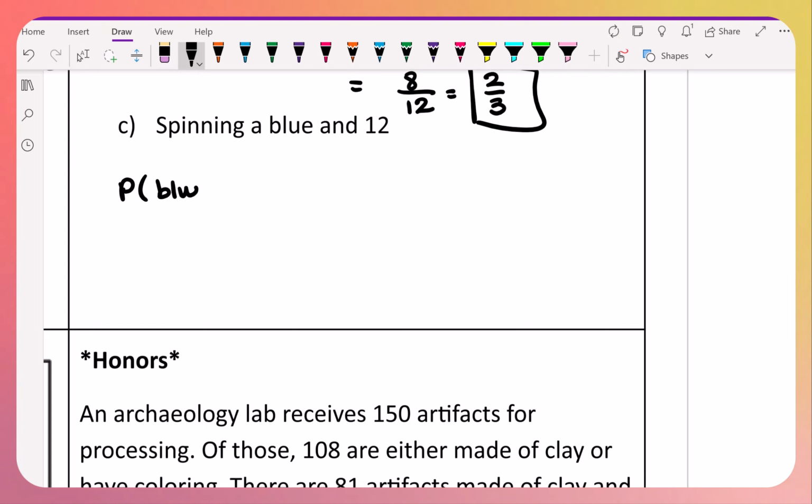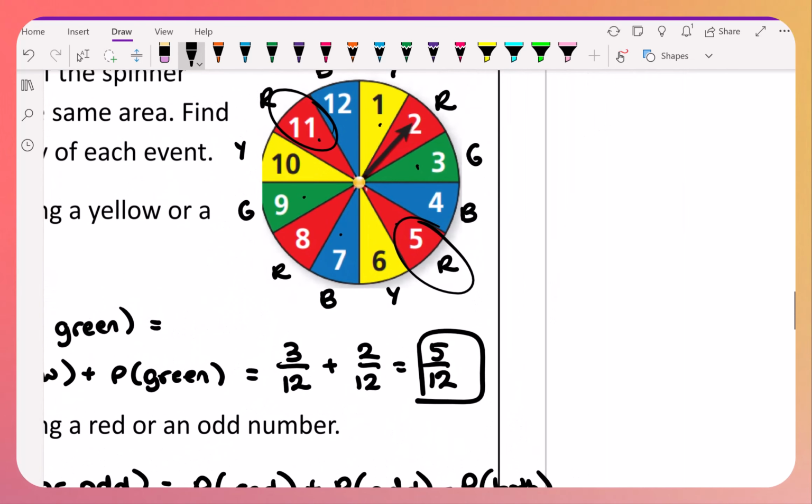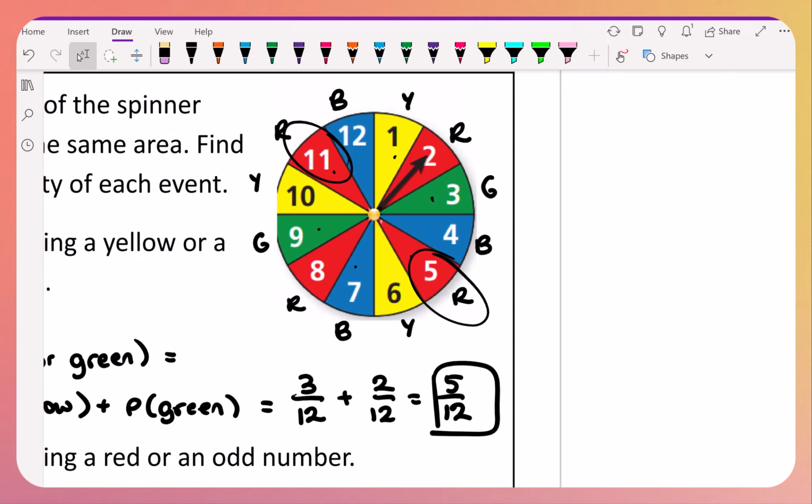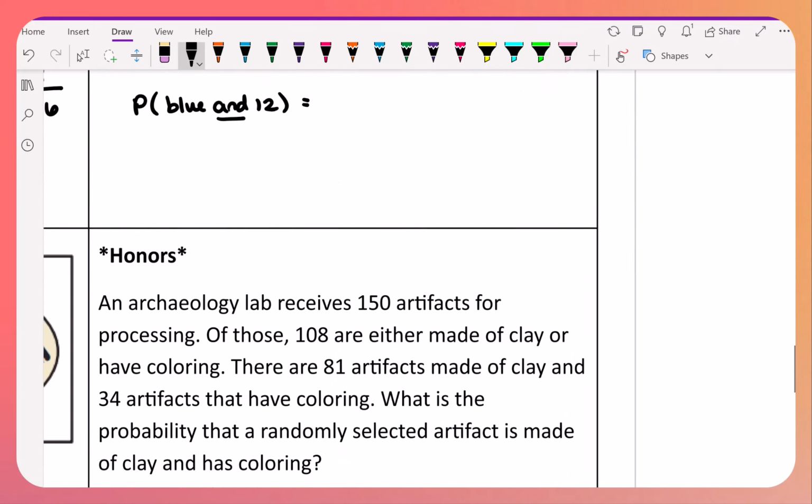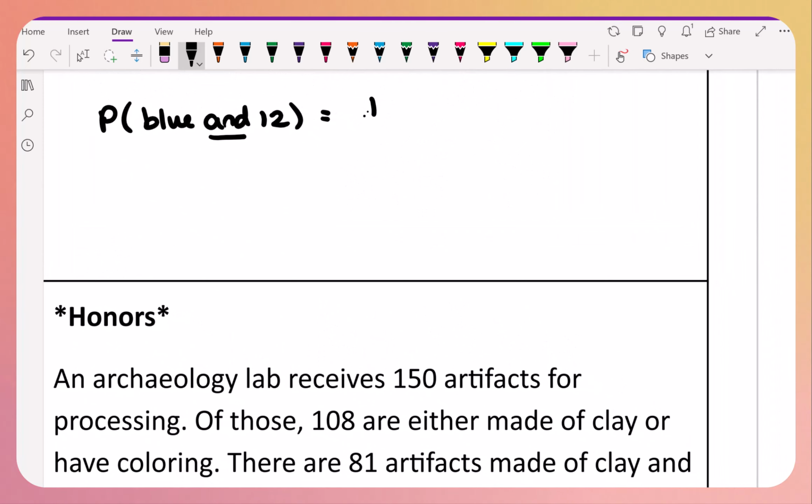All right, part C says spinning a blue and a 12. So blue and a 12. So since this is an and, it's easier just to use the sample space, and our sample space is the actual spinner. So how many pieces are blue and 12? I have one piece that is blue and 12. So it's just going to be 1 out of 12, no formula needed.